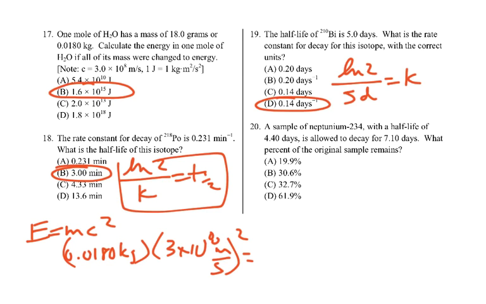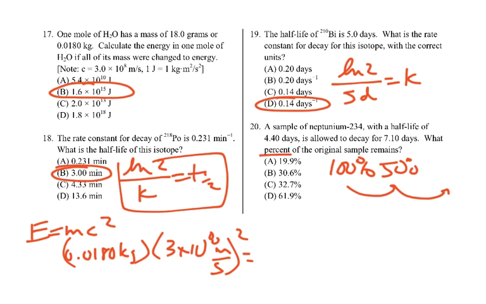Okay, number 20. A sample of neptunium with a half-life of 4.4 days is allowed to decay for 7.1 days. What's the percent of the original sample that remains? And again, because it says percent, that means we're starting with 100%. Okay, well, we can see what's going on. It's allowed to decay for 7.1 days. That's not even a whole number of half-lives, so we can't do our simple problem here, although we can get a quick guess.